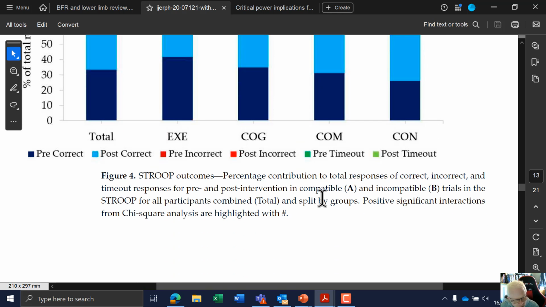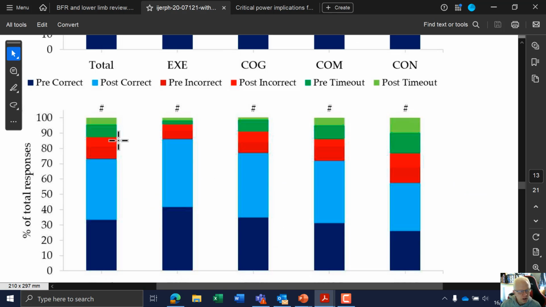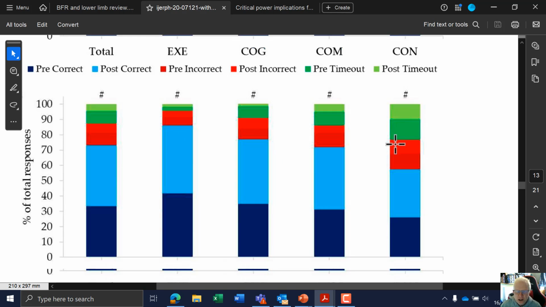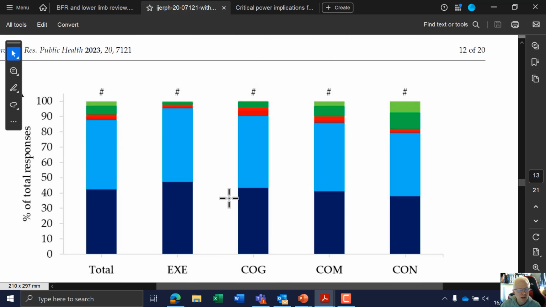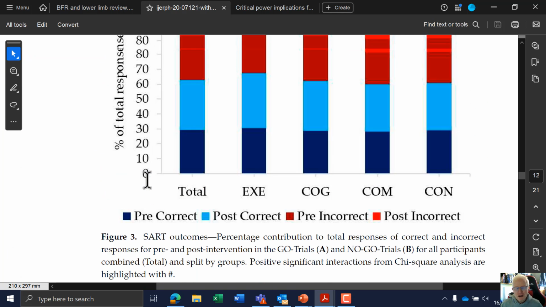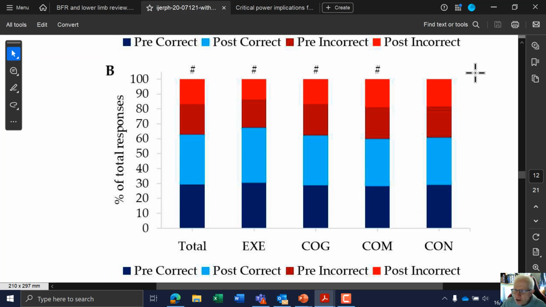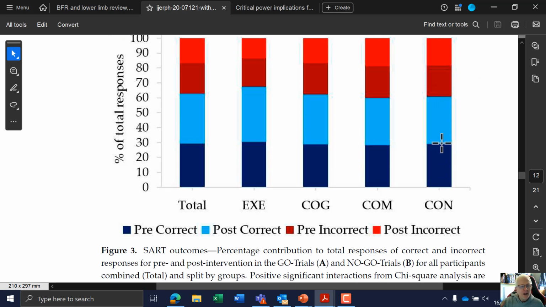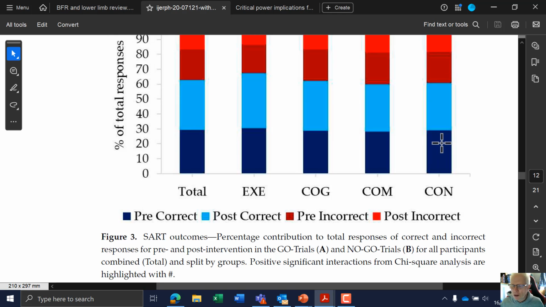And they've written down here, for all participants combined, total and split groups, positive significant interactions from chi-square analysis are highlighted with this hash. So this is telling us that there are positive significant interactions between all the groups in this data. So straight away, they're informing you. But notice here, there isn't a positive interaction against this group here, which is the control group. So just simply reading that information below the table or below the figure helps you start to understand what is going on. Don't ignore it. It's there for a reason.